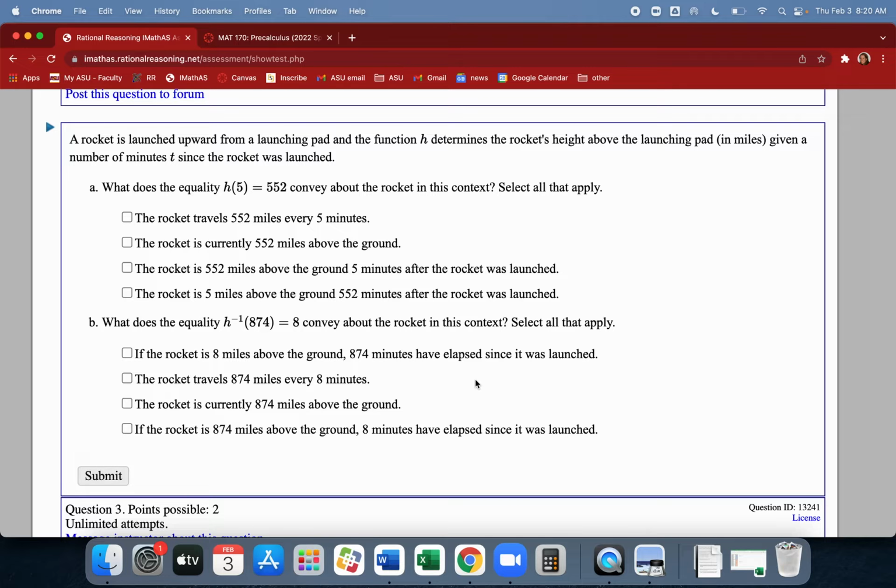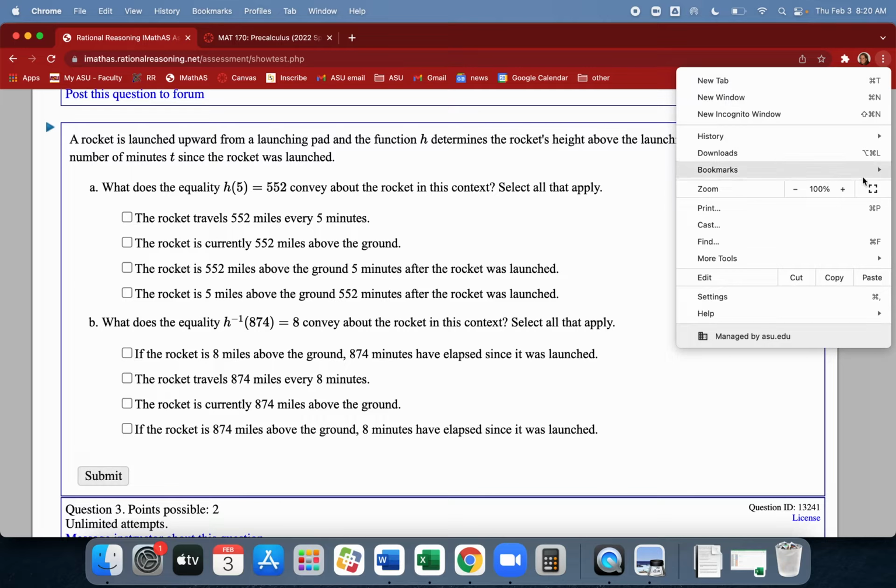The first one, there's like 4 statements here. I'm gonna zoom this in a little closer in case you can't see on your device. We have connectivity in a couple corners today. But a rocket's launched upward. What does the equality h of 5 equals 552 tell us? And what does h inverse of 874 equals 8 tell us? And there's a sequence of statements.